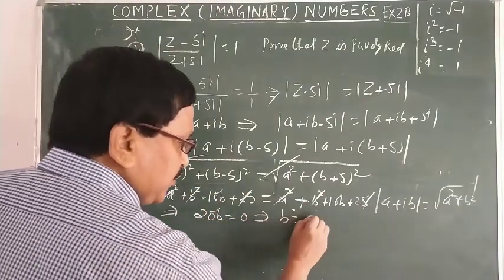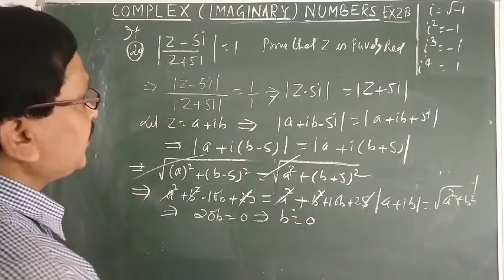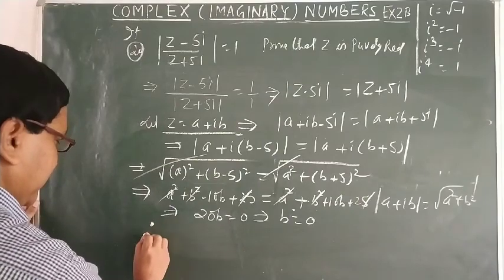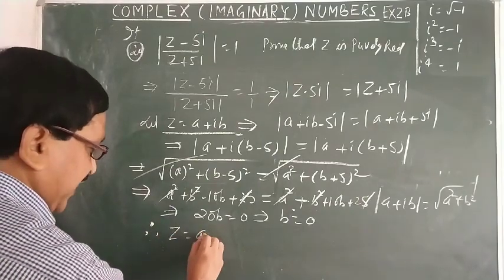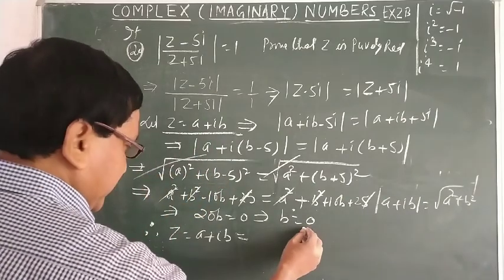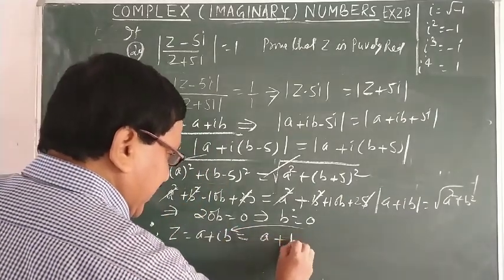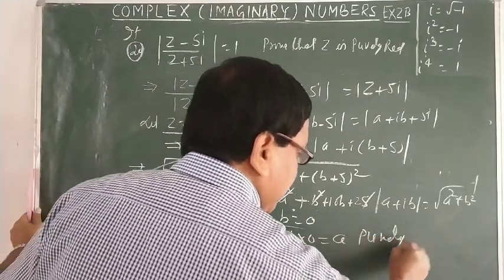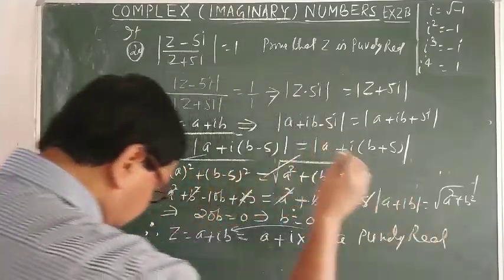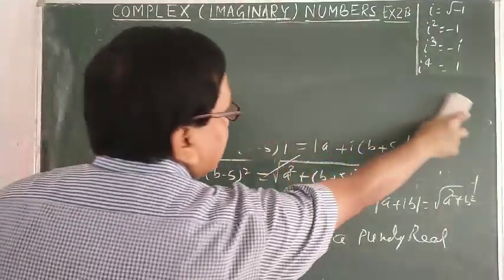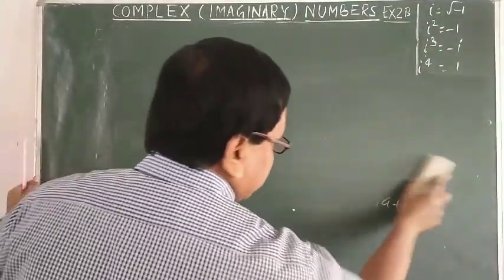So b is equal to 0. Now put in this. We have considered z is equal to a plus ib. So put b is equal to 0. So a plus i into 0, that is a, is purely real. So purely real is the proof. The problem is done successfully.